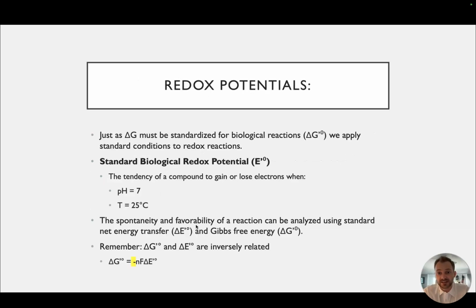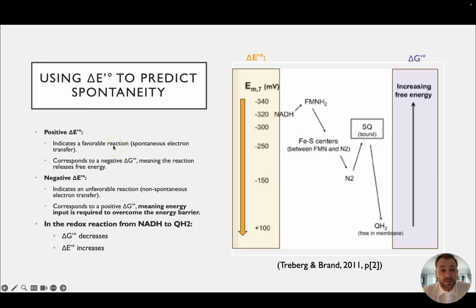Just as delta G is standardized for biological conditions, we've got to do the same thing to redox reactions. So if you see an E naught prime, it's because we're looking at a reaction under standard biological conditions where the pH is 7 and the temperature is 25 degrees Celsius. Spontaneity can be inferred from delta E because of the relationship between the two. So a positive difference in redox potential indicates a favorable reaction.